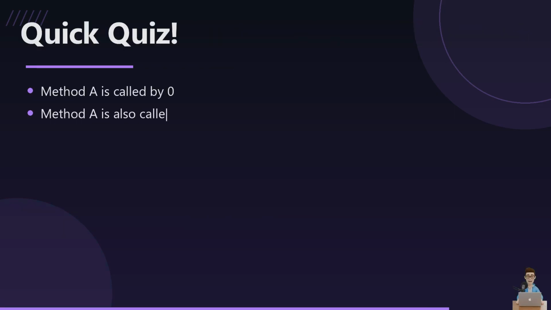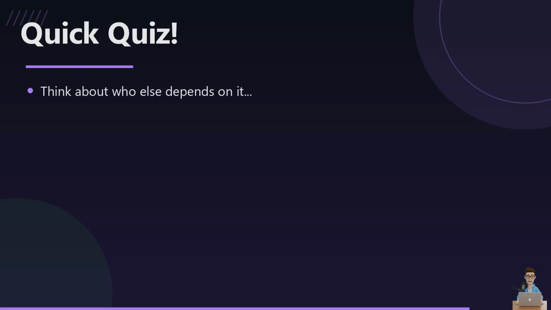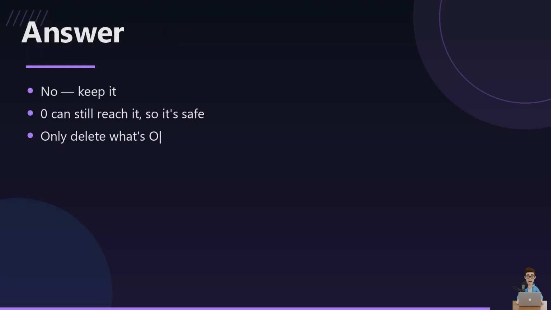Quick one. Method A is reachable from both the entry point and the buggy method K. Do we delete it? Pause and guess. Think about what happens to the rest of the app if you're wrong. Keep it. As long as the entry point can still reach it through some other path, it's still part of the real app. You only cut what K reaches exclusively.